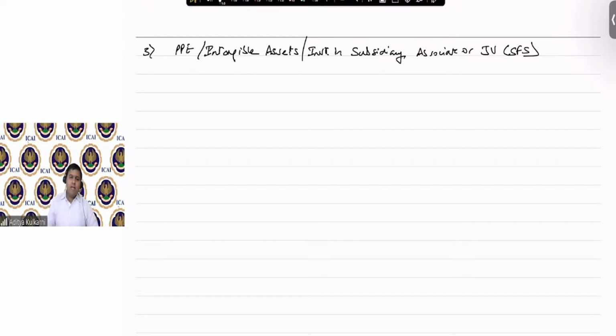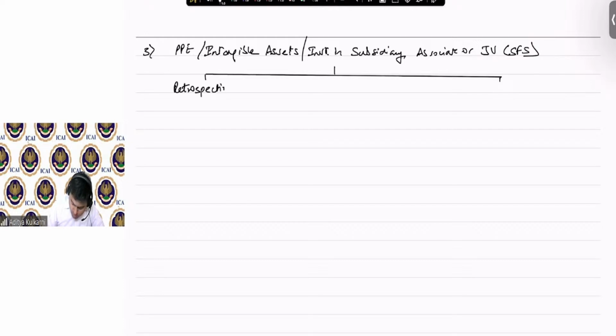Okay. All right. Coming to the next special transitionary provisions, that is your property, plant, equipment, or intangible assets, or investment in subsidiary, associate, or joint ventures. Okay. So that is in your separate financial statement. I'm not talking about CFS. So in this case, you are having two options. Retrospectively follow Ind AS.